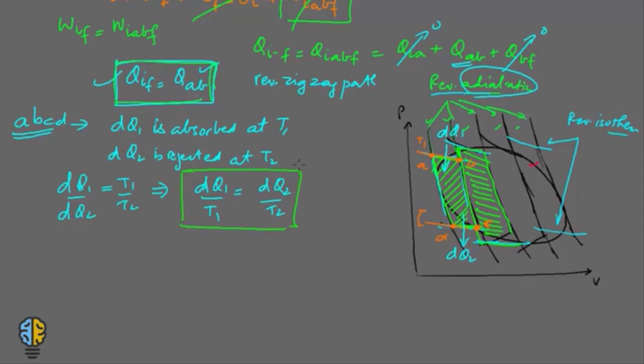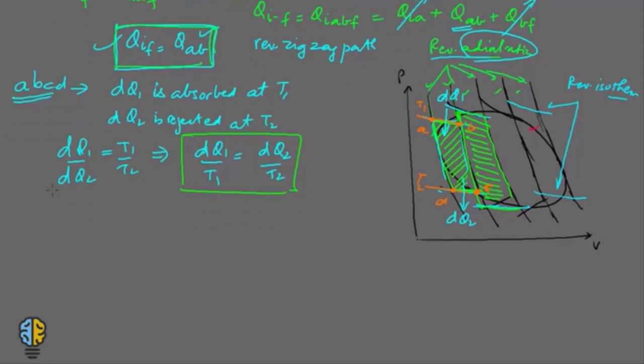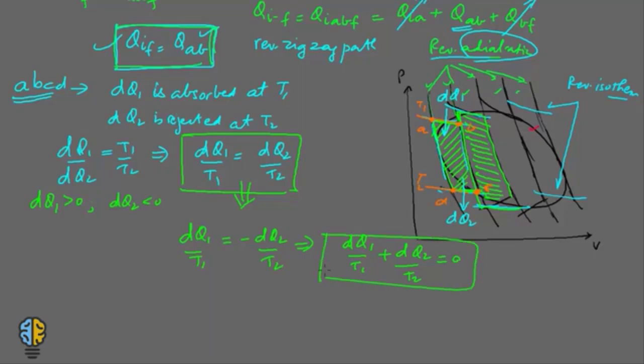Now if the heat supplied is positive and the heat rejected is negative, you would have dq1 as positive and dq2 as negative. So this would become dq1 by T1 is equal to minus dq2 by T2. If you rearrange it algebraically, you would get dq1 by T1 plus dq2 by T2 is equal to 0. Again, put this into a box.